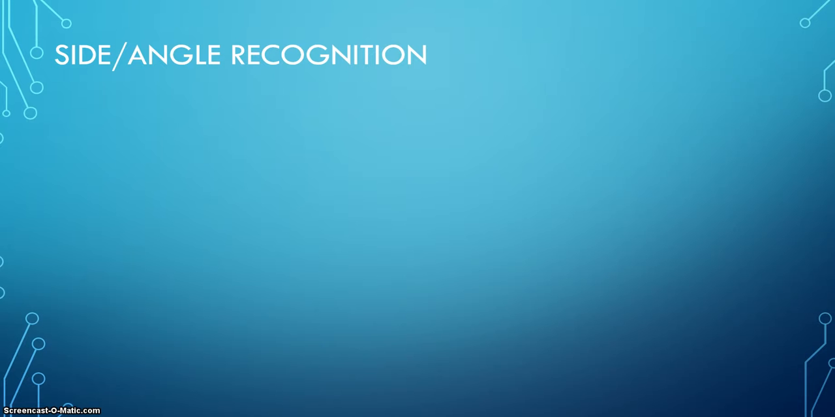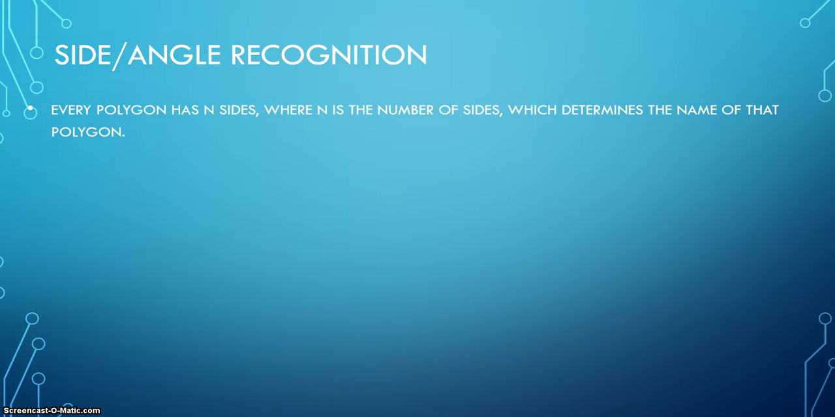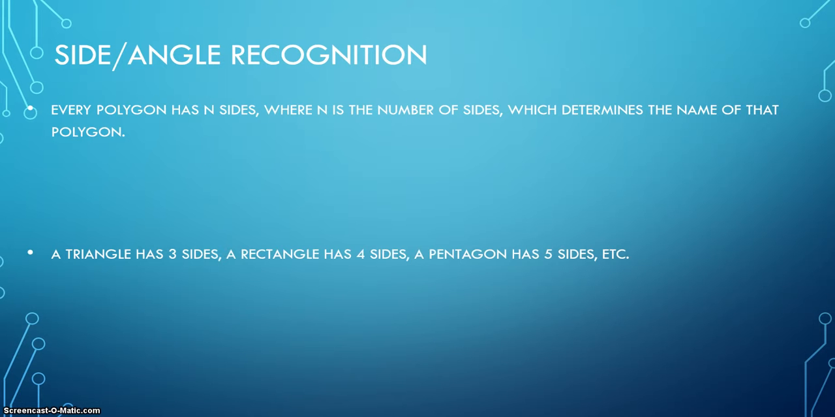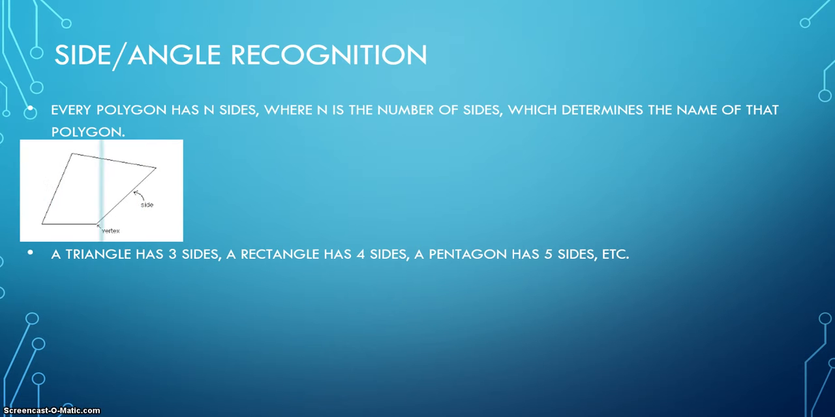So now we're going to look at some things you need to recognize about polygons, specifically the definitions of sides and angles. Every polygon has n sides, where n determines the number of sides, which in turn determines the name of that polygon. A triangle has 3 sides, and 3 sides determines that it's a triangle. A rectangle has 4 sides. 5 sides determines it's a pentagon, and it goes on and so on. From this picture of a 4-sided figure you can see what a side looks like.